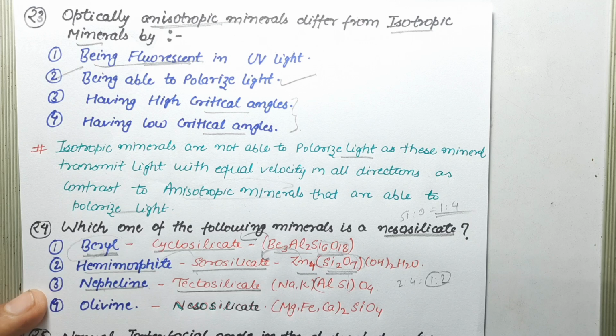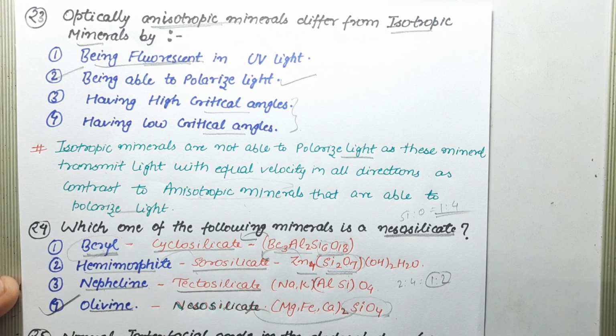In case of olivine, the composition is (Mg,Fe,Ca)2SiO4. In this case, silicon oxygen ratio is clearly 1:4. So this belongs to nesosilicate structure. So correct answer of this question is olivine.